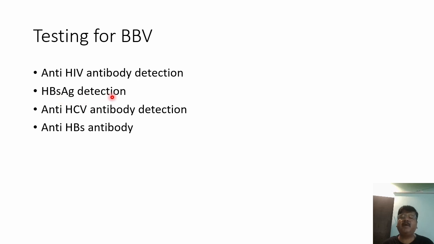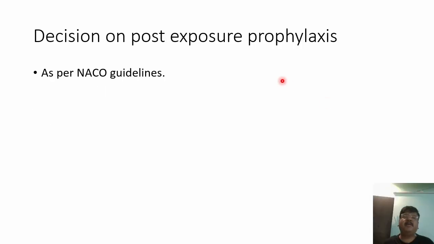In HBsAg, the healthcare worker may previously have been infected with hepatitis B. So in future, he can't blame the hospital or go to court against it because of an infection from a needle stick injury. Then anti-HCV antibody detection, then anti-HBsAg antibody detection, to detect whether the healthcare worker is protected against acquiring hepatitis B infection. Then the decision on post-exposure prophylaxis: as per the NACO guidelines, we have to decide whether to give post-exposure prophylaxis or not.